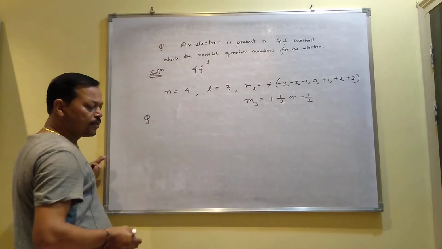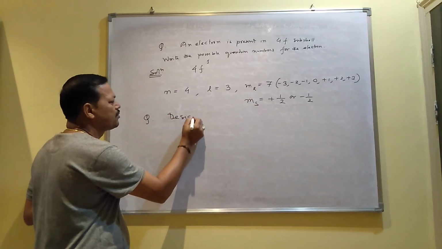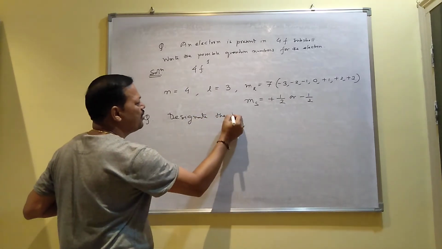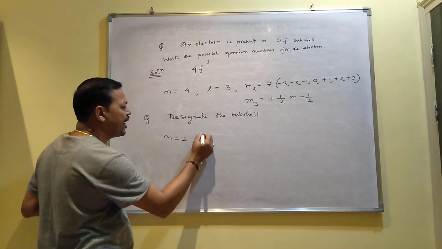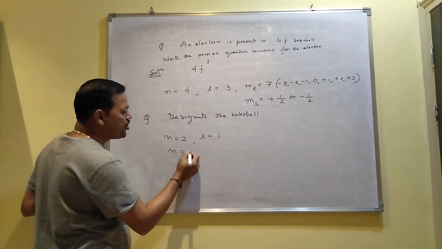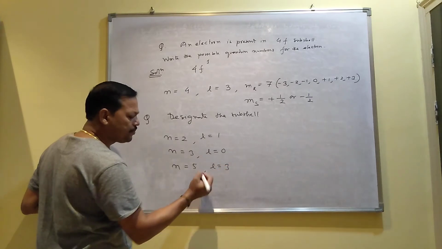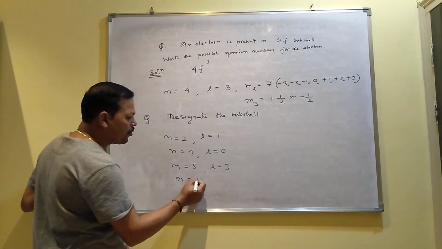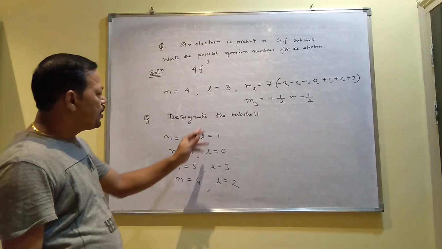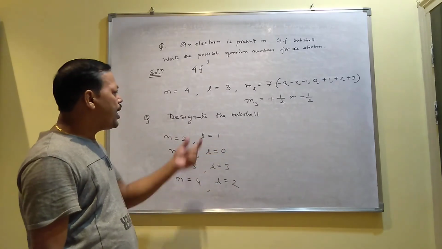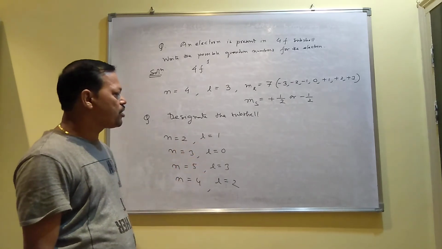Another question: designate the subcell. n equals 2, L equals 1. n equals 3, L equals 0. n equals 5, L equals 3. n equals 4, L equals 2. This type of question also you may get. The principal quantum number and azimuthal quantum number are given. You have to represent the subcell. What subcell is represented by each of these quantum number pairs?